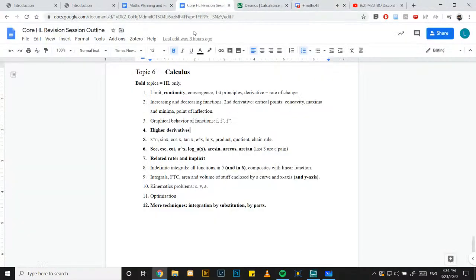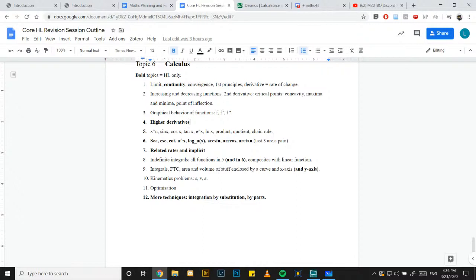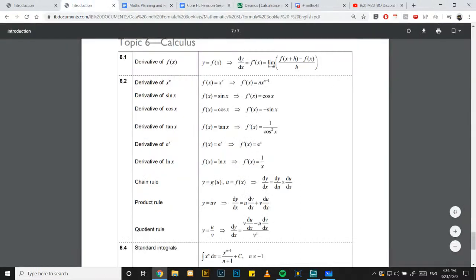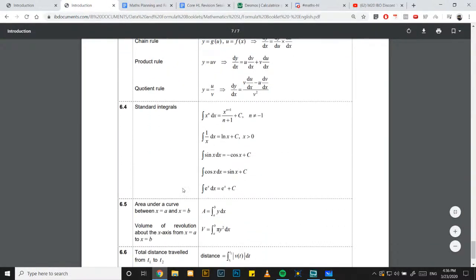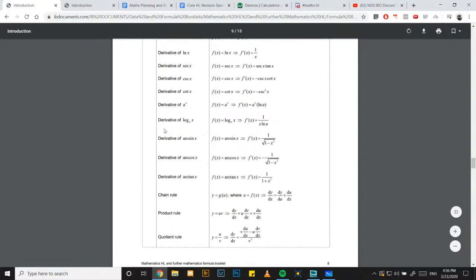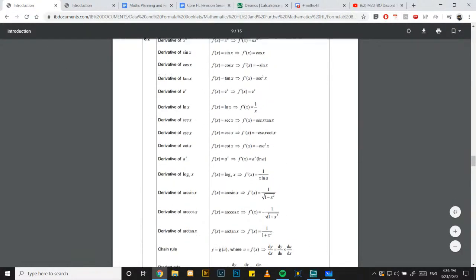I'm just going to be going over the integration now. So you should be able to integrate all of the functions which you learned to differentiate. And now a few of them are given, right? If you can see standard integrals over here, some of them are given, and over here as well, a lot of them are given.